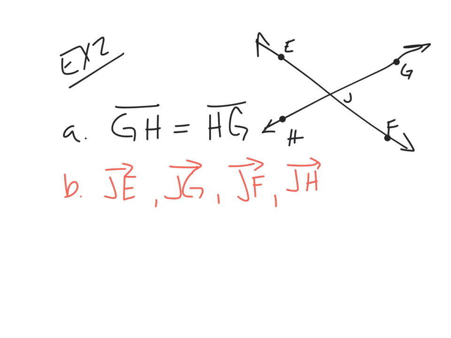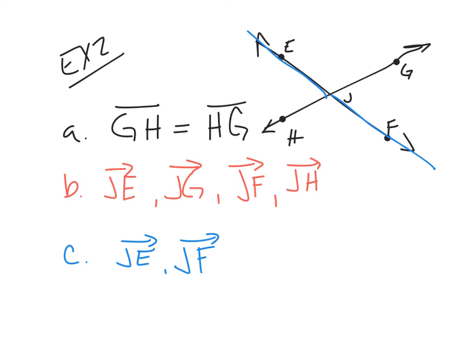Perfect. Can you give me an example of opposite rays? So J. Like if I say JE, what's opposite of JE? No, J. You start at J again, and you just go the other way. JF. See, this ray goes this way, and this ray goes this way. That's an opposite ray.